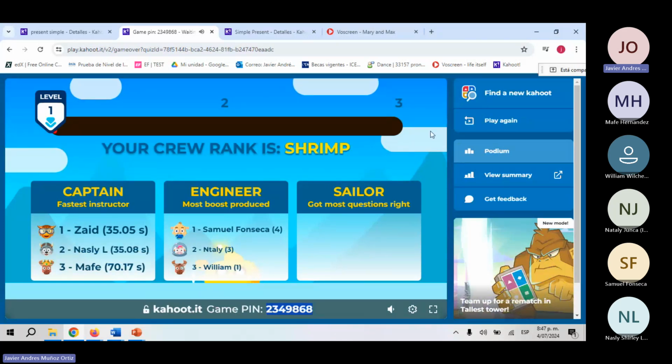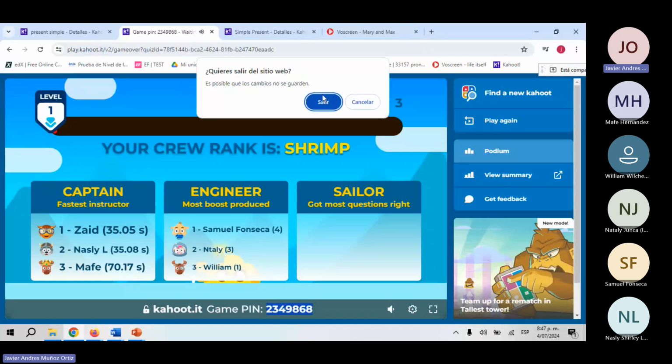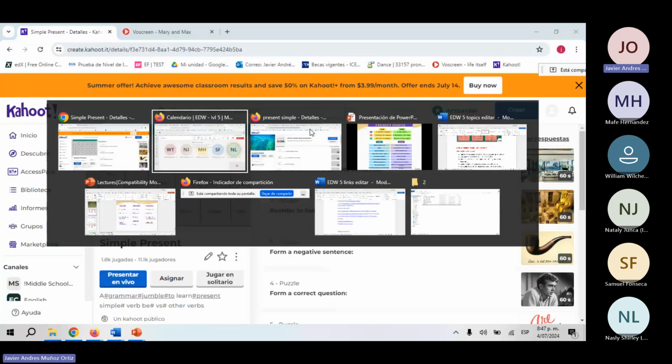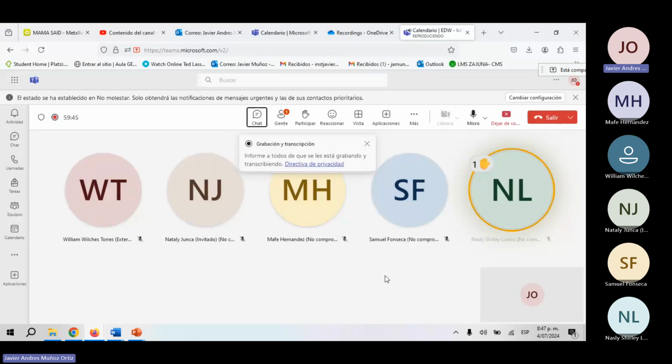So, okay, that's it. Let's continue now with the explanation of the topic because you have already practiced this exercise. So, Nasli, tell me, you have raised your hand. Sorry, teacher. I click on the picture, but I don't have a question. Okay, don't worry. Like the song, don't worry, be happy.